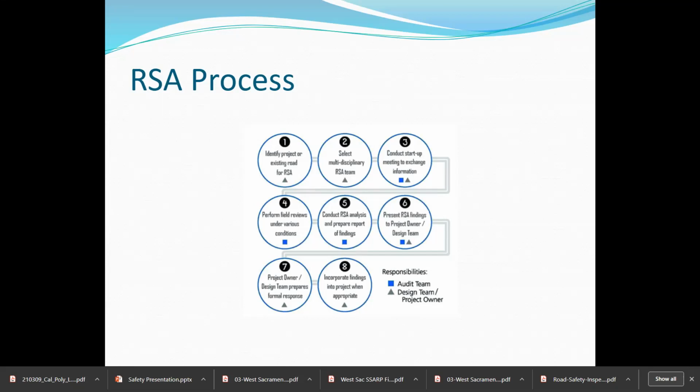So we're doing step 6, and then a project owner or design team prepares the formal response and incorporates the findings into the project where appropriate. So steps 7 and 8 are completely the responsibility of the design team or the project owner.